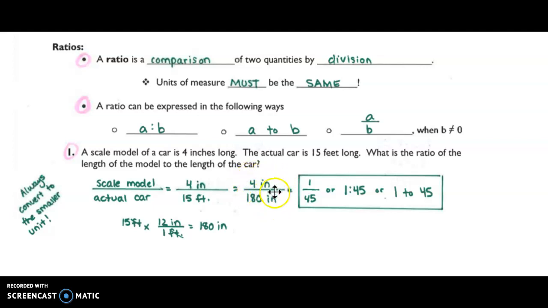All right, so now we can correctly compare these units. Okay, so 4 inches to 180 inches, it's 1 over 45, that's the ratio. Right? Meaning this car is 45 times bigger than the scale model. Or you can say that the model car is 45 times smaller than the actual car. Okay.